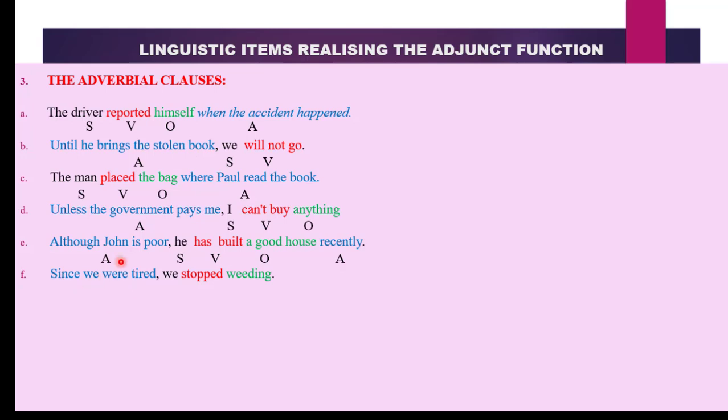In the next one, since we were tired, we stopped reading. What information is this giving us? It is giving us a reason why we stopped reading. Therefore, subordinate clauses that give us reason behave like adverbs. So they are adverbial clauses. And in a sentence, they will function as what? As the adjunct. So we have our A, S, V, O. We is our subject. Stopped is our verb. What was stopped? What suffers from the action stopped? It is reading, which is a gerund suffering from an action.